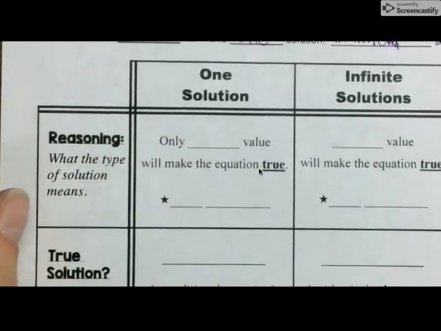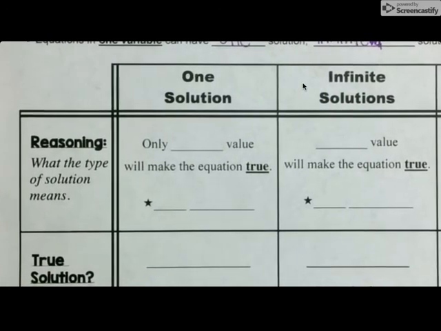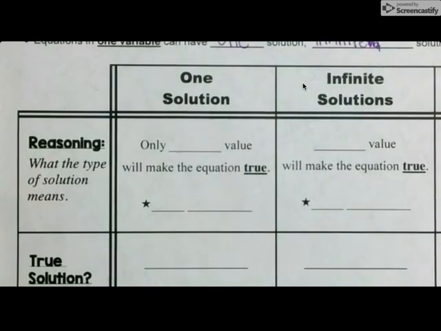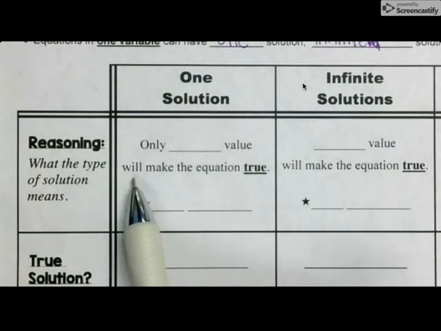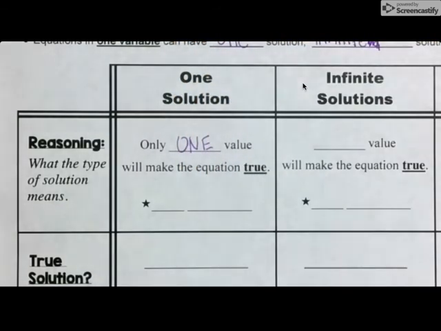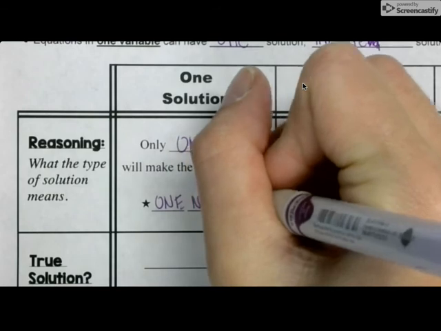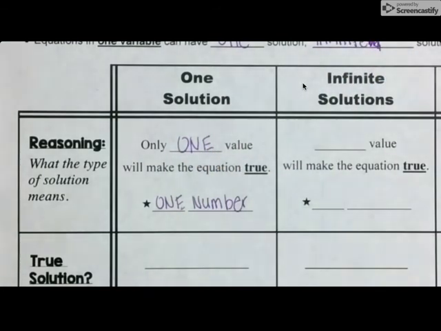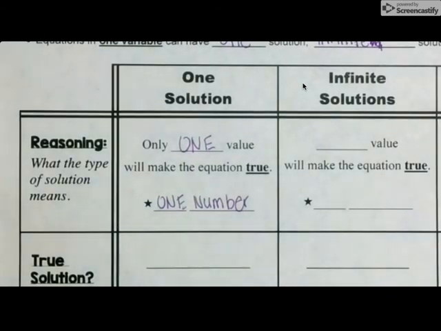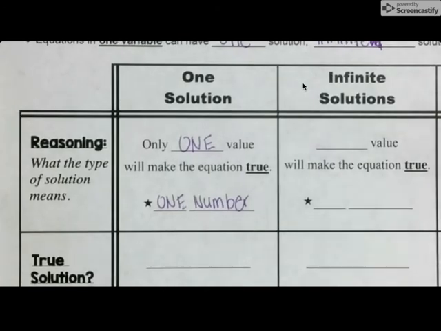So, looking at one solution, it says reasoning, what the type of solution means. Only blank value will make the equation true. So we are going to put the word 1 in here. There is only one number that will make this true. Think about this as what we've been working on. Anything that we've done so far, we've always said x is 5, y is 6, b equals -2, m equals 7. Okay, that's one answer.